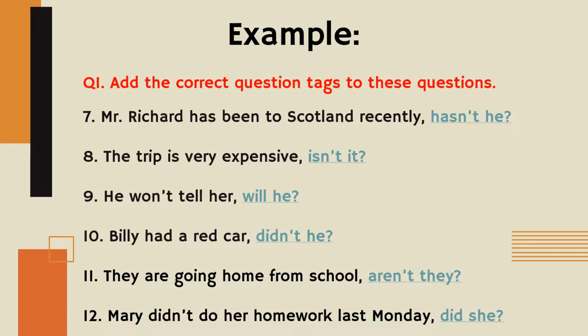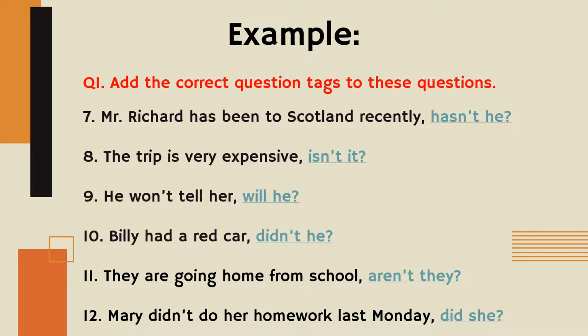As Mr. Richard is a noun, we don't make use of a noun. So it will be used as a pronoun. So it will become hasn't he. So the question tag added to the seventh sentence is hasn't he. Eighth one is the trip is very expensive, isn't it? So the statement is a positive statement and the question tag added to the eighth sentence is isn't it.